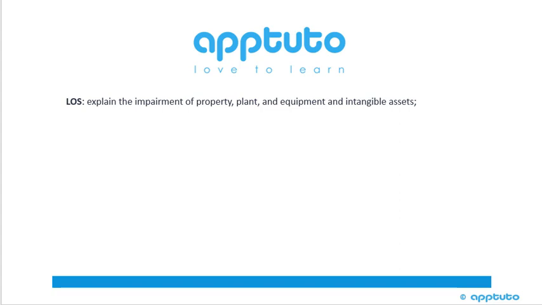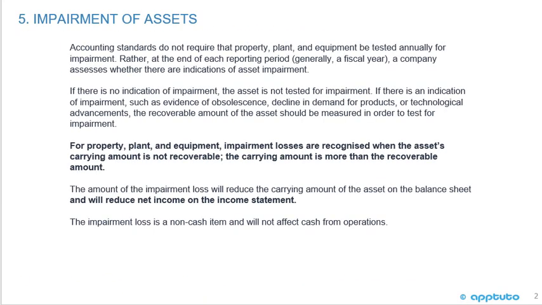This LOS is explain the impairment of property, plant, and equipment and intangible assets. Impairment of assets. Accounting standards do not require that plant, property, and equipment be tested annually for impairment. Rather, at the end of each reporting period, generally a fiscal year, a company assesses whether there are indications of asset impairment. If there is no indication of impairment, the asset is not tested for impairment.